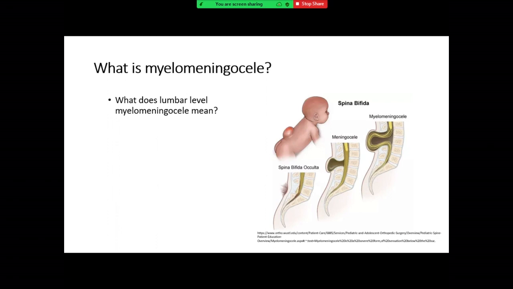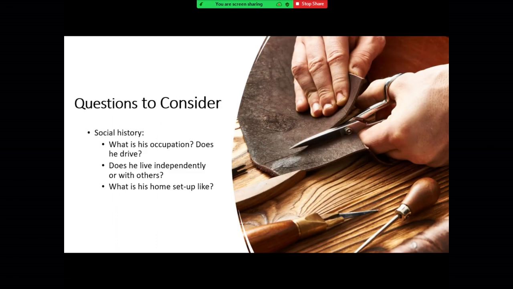So those are things to make sure that I understand this patient from the basic functional level and also the foundational level. What does that mean? So very good points. And like you talked about, you brought up good questions. I was thinking from asking a good social history. What is his occupation? Does he drive? Does he live independently or with others? What's his home setup like?